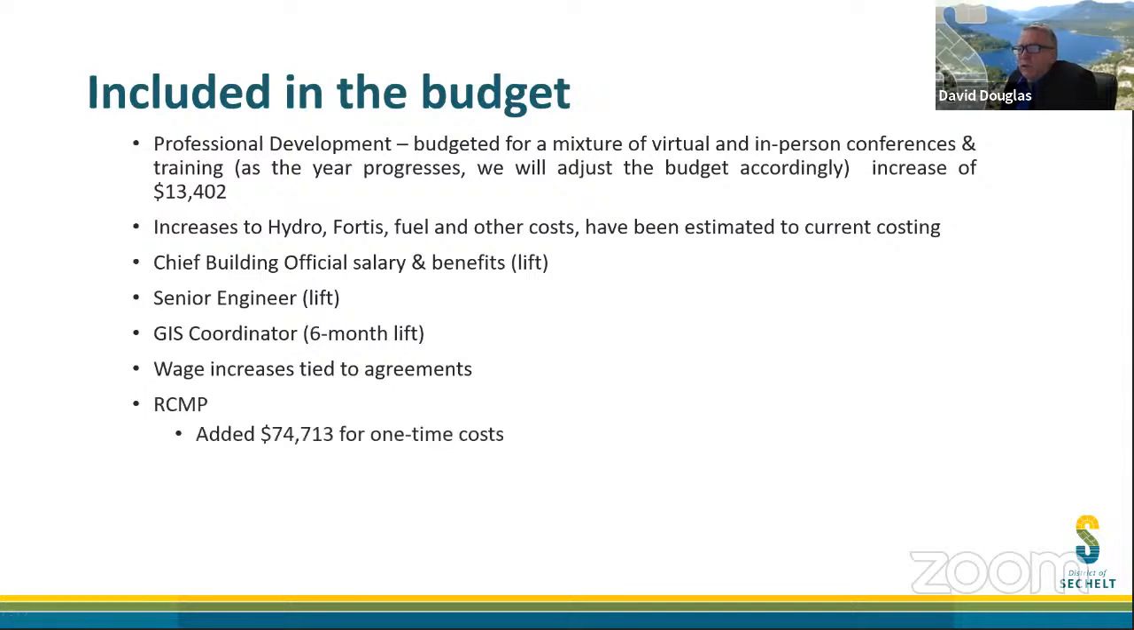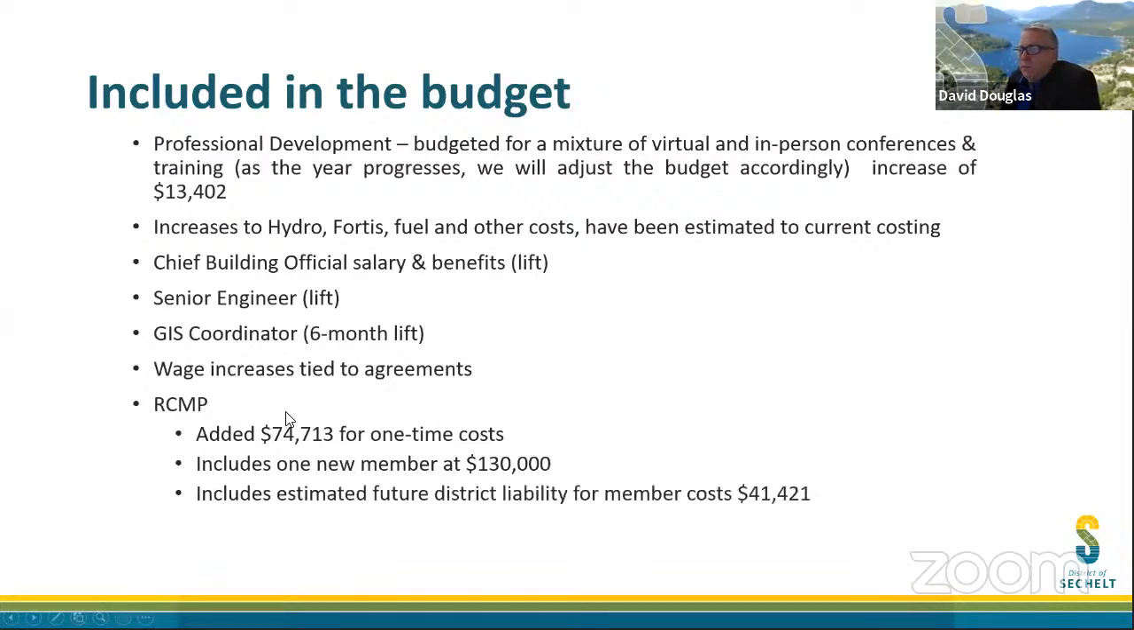In our RCMP area for now, we've added $74,000 for one-time costs. The district has asked for an additional member, and so currently we've included $130,000 in the budget. Additionally, there are some future liabilities that the district must cover with the RCMP contract, so we've included $41,000 for that.